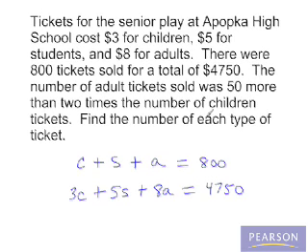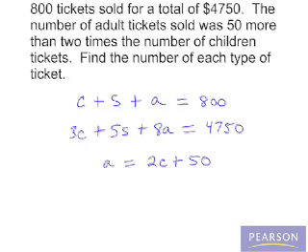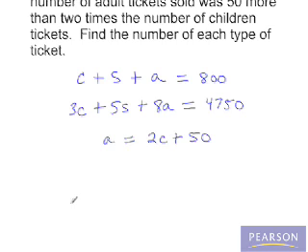One more equation that we can come up with is that the number of adult tickets, A, is 50 more than 2 times the number of children tickets. So that would be 2C, plus 50. So there we have our system of equations to solve: 3 equations, 3 variables.